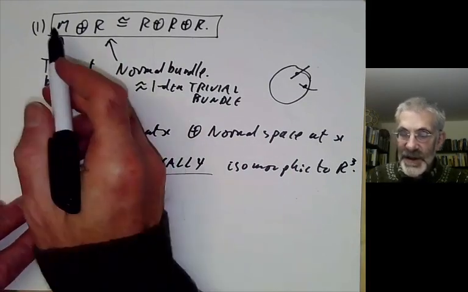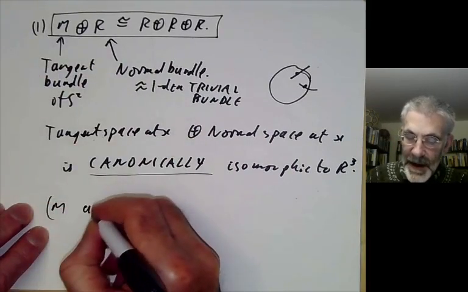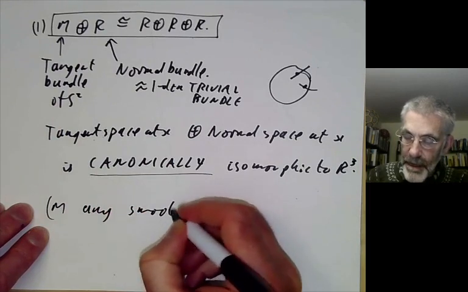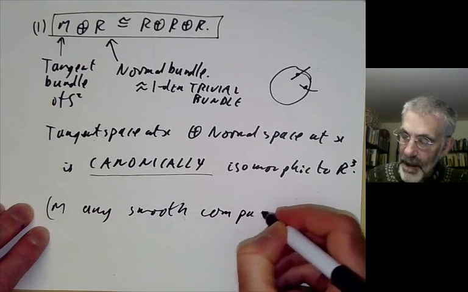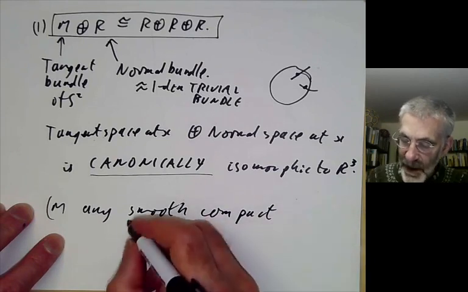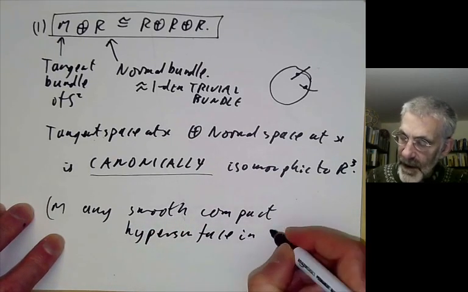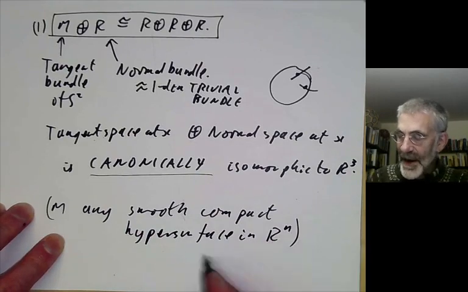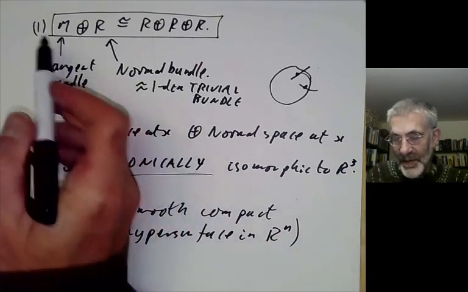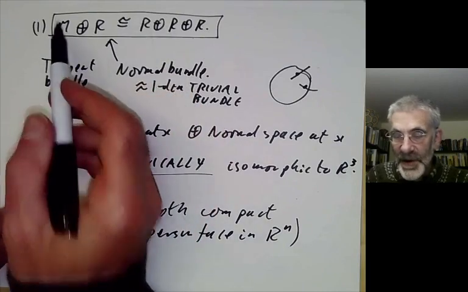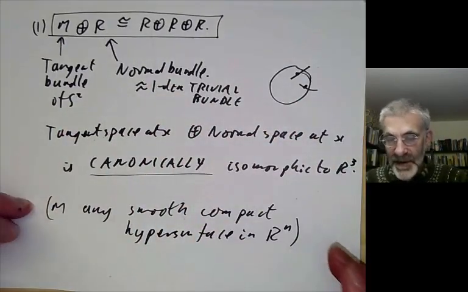Notice that this works for any smooth compact, I'm not sure you really need compact, hypersurface in any n-dimensional space. So this is a very general property of normal bundles and tangent bundles.